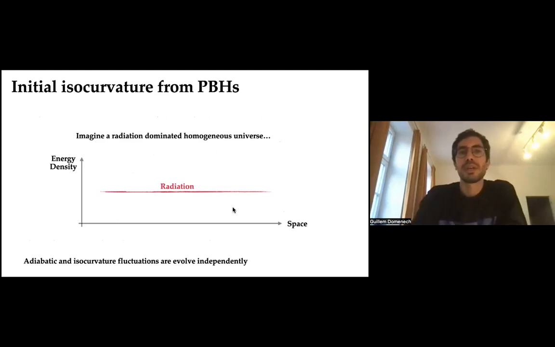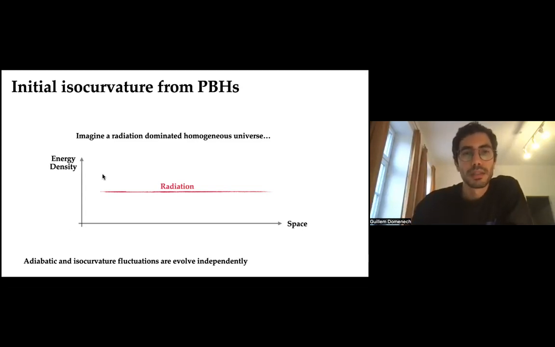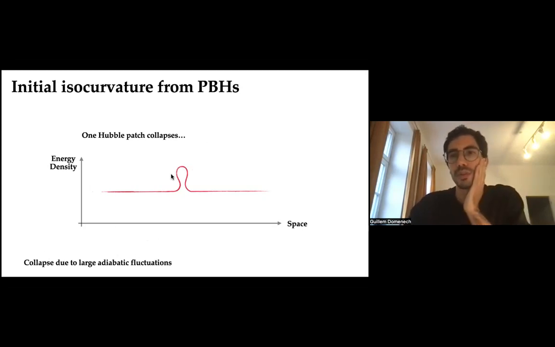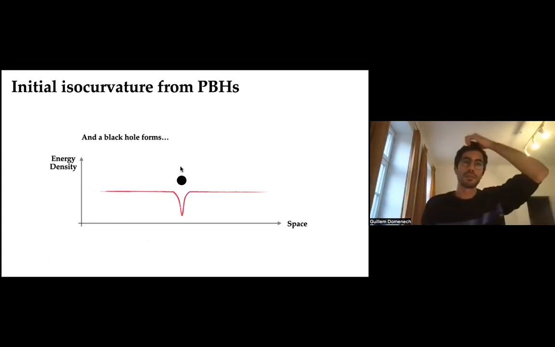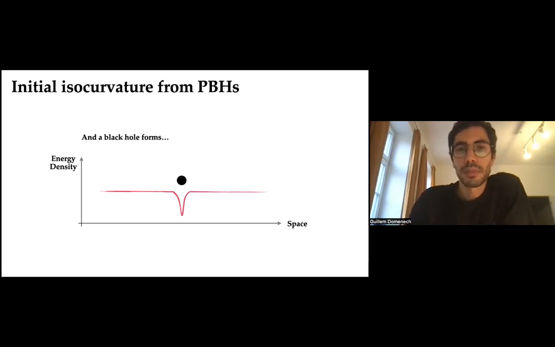Imagine you end inflation and you start with a radiation-dominated homogeneous universe. This is what I draw here: energy density on the y-axis and space on the x-axis. Radiation is homogeneous, so this is constant. I don't care about adiabatic fluctuations because adiabatic and isocurvature modes evolve independently. So let's start with this homogeneous universe. Then something happens, for example a large adiabatic fluctuation starts to collapse, and you form a black hole. The mechanism of how you form it I don't care too much about; just that we started with a homogeneous radiation-dominated universe, something happens and you have a black hole.